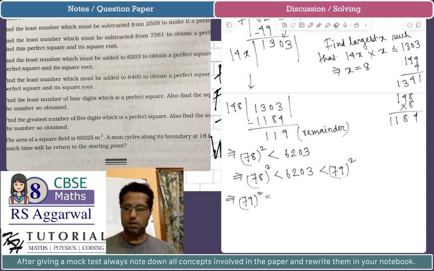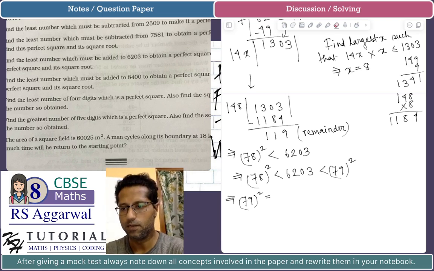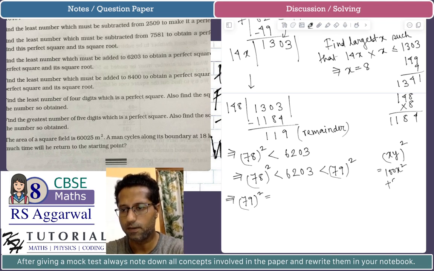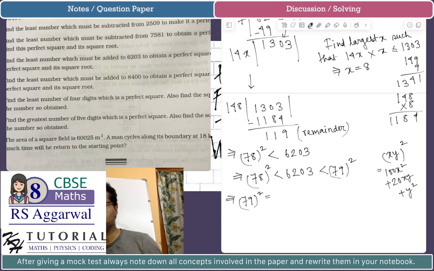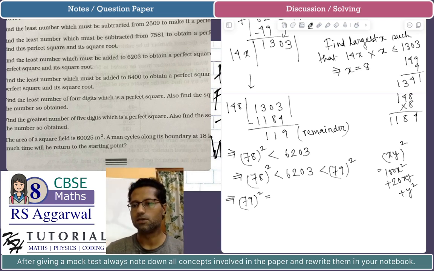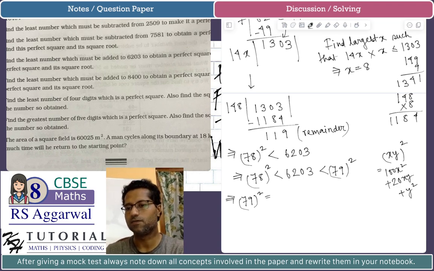Okay. So we know how to square a two-digit number. If you have a two-digit number of the form xy, how do we find its square? There is a formula: 100x squared plus 20xy plus y squared. Here x and y are the digits, and xy is a two-digit number. So the square of xy is 100x squared plus 20xy plus y squared.